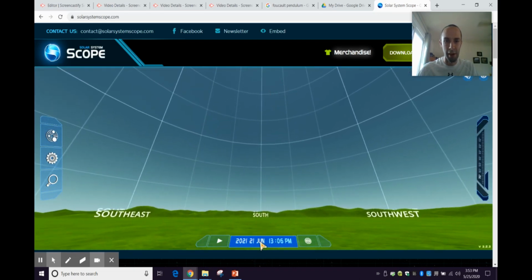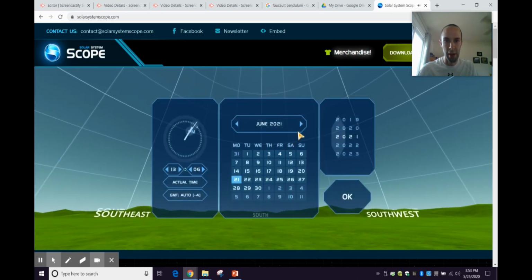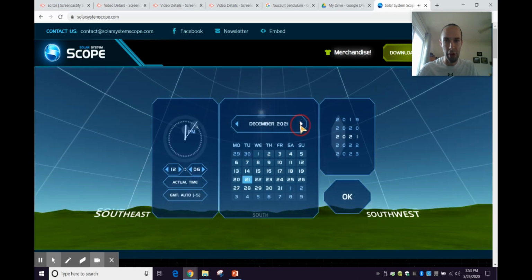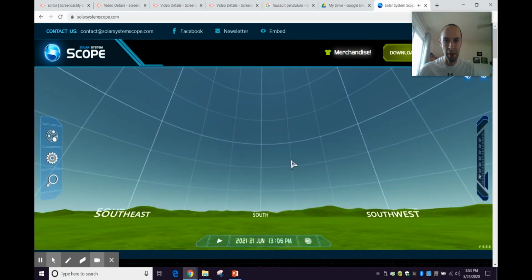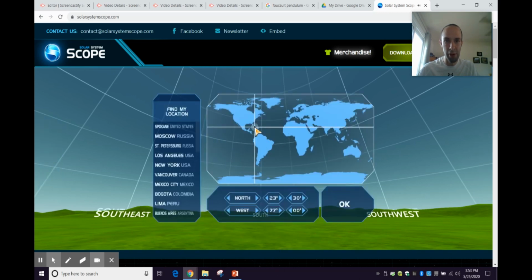Okay, now let's change the date. Let's make it December 21st in the same location. And you'll notice that it's much lower in the sky. Okay, so at the Tropic of Cancer on June 21st, it's directly overhead. I'm going to go back to June 21st. And now I want to change my location again. And now we're going to go to the equator, which is 0. And there it is, 0. I'm going to change my minutes to 0. Okay.